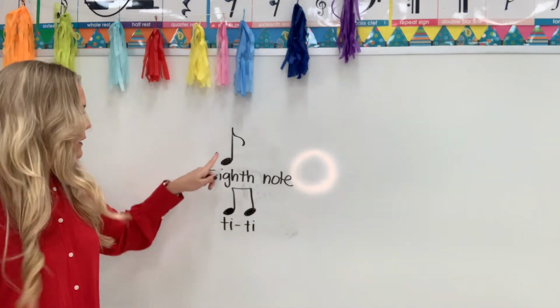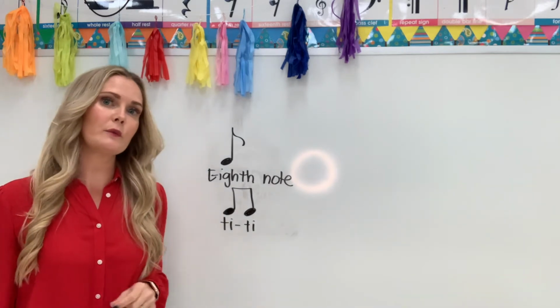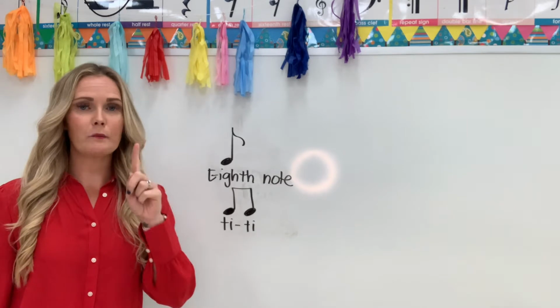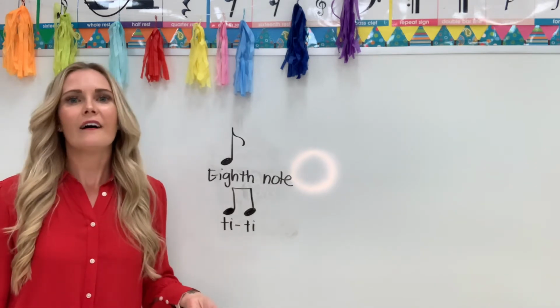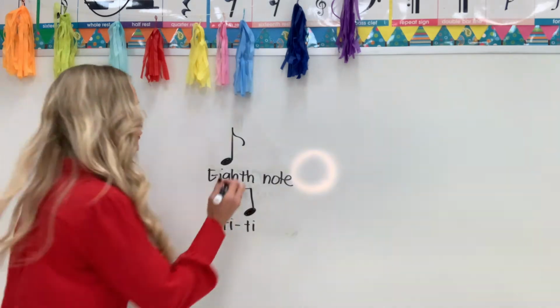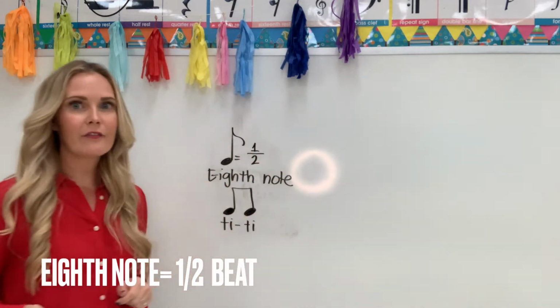Now, do we remember how many beats one of these 8th notes equals? It's our shortest one we've learned so far. So it's shorter than the quarter note, which was 1 beat. So what's shorter than 1? A lot of us will say 0. And you're right, but in this case, we are actually thinking of 1/2 of a beat.